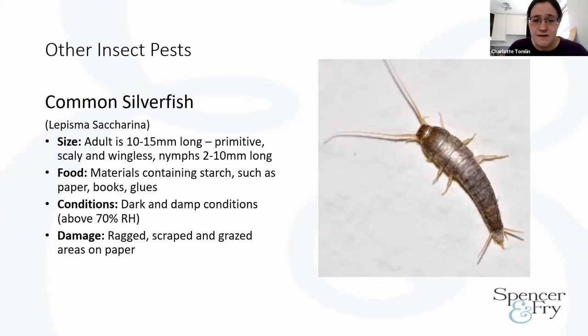So these guys like really dark and really damp conditions. So if you see a silverfish, it is an indicator of a damp microclimate somewhere in your museum. And the damage you're likely to see is ragged or scraped and grazed areas on paper, areas that have become transparent, and then eventual loss.